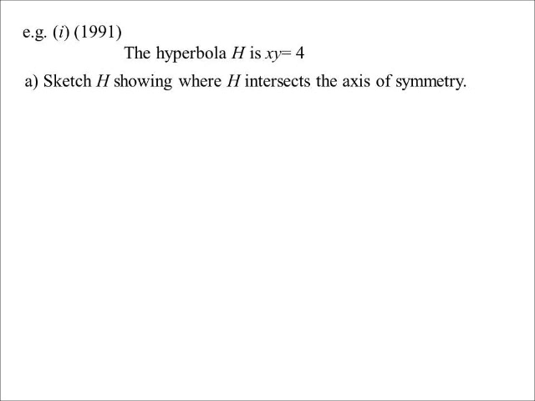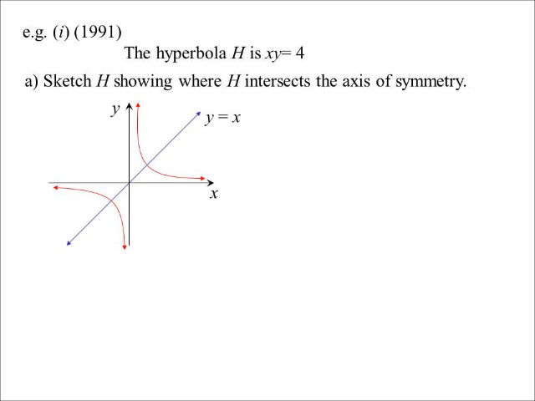So let's have a look at the palindromic year here, 1991. Hyperbola H. Sometimes they like to give these hyperbolas a name. Maybe it makes them feel wanted. I don't know. H is xy equals 4. Sketch H. Now there's a gift question that year. Sketch H, showing where H intersects the axis of symmetry. Okay, number plane, hyperbola. There you go, I've sketched H.